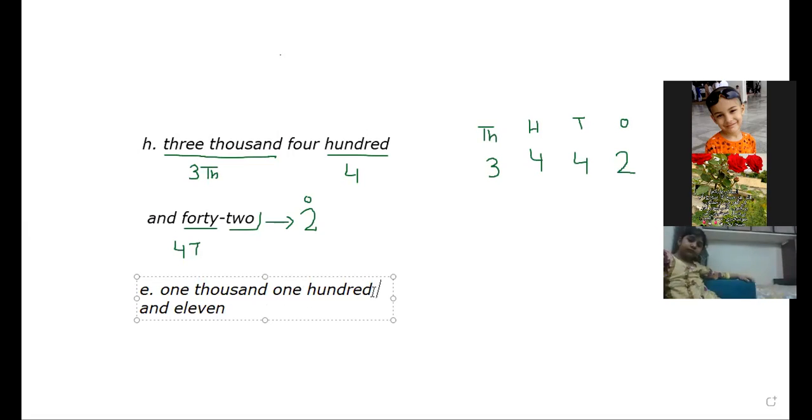How will we do this one? By using the same method, we can also do this one. It is simple. First, we are going to find how many thousands we have. We have 1,000.